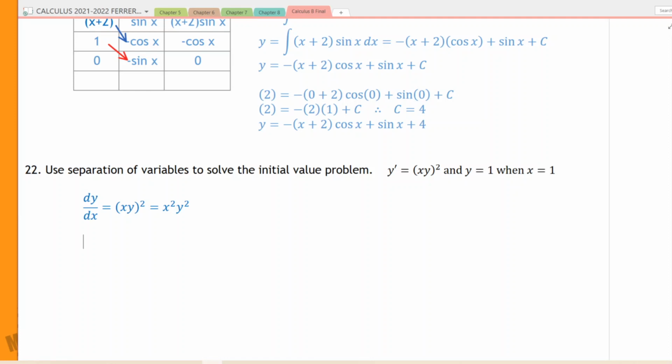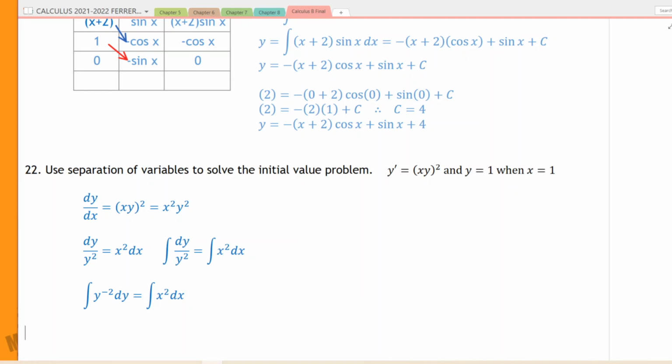Okay, now I can multiply by dx and then divide by y squared. And that does it for the separation of variables. My next step here is to do some integration. So let's do some integration. Now with this one, it's probably easier if we look at y to the negative 2 power rather than dy over y squared. Okay, that looks nice.